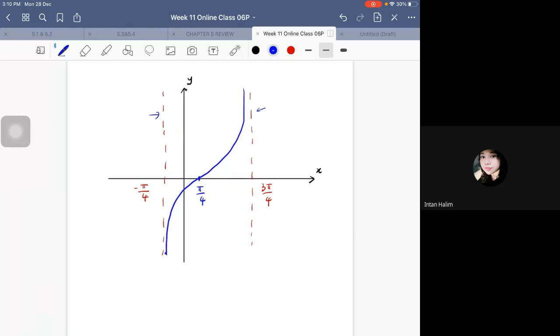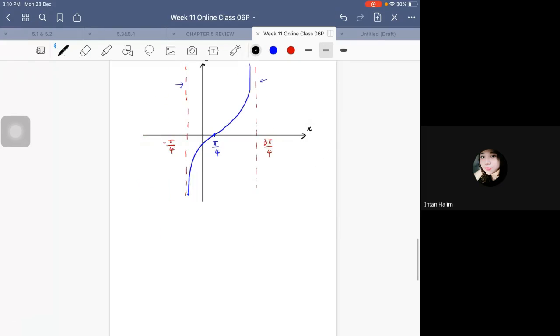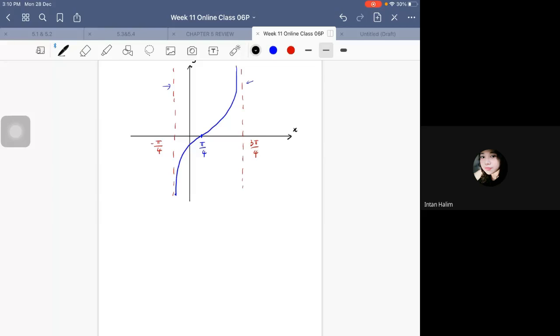Okay, the next question is not finished yet. It asks you for the domain and range. So based on what we sketched, what is the domain value? What is our domain? Negative pi per 4 to 3 pi over 4. Correct. So it goes from negative pi per 4 to 3 pi over 4.